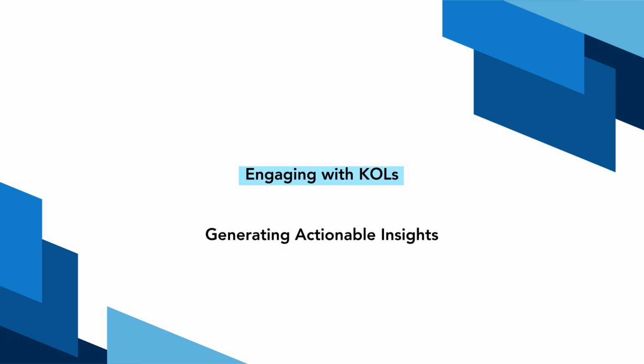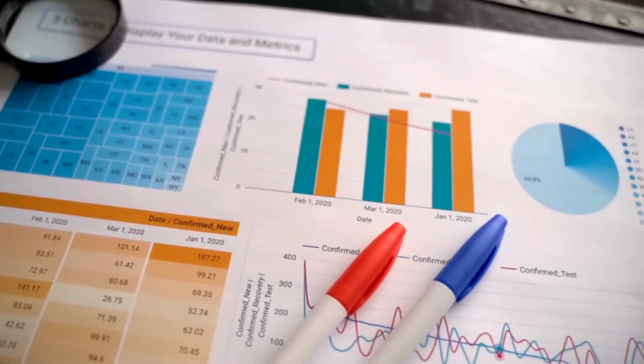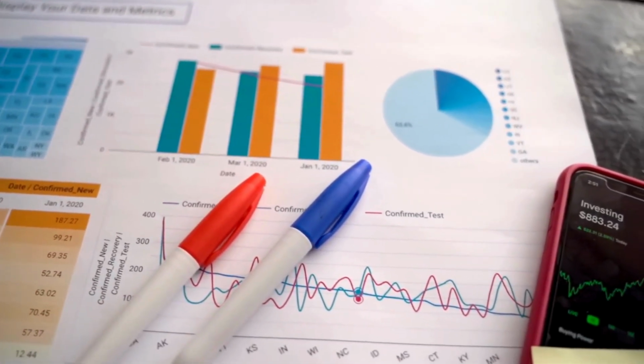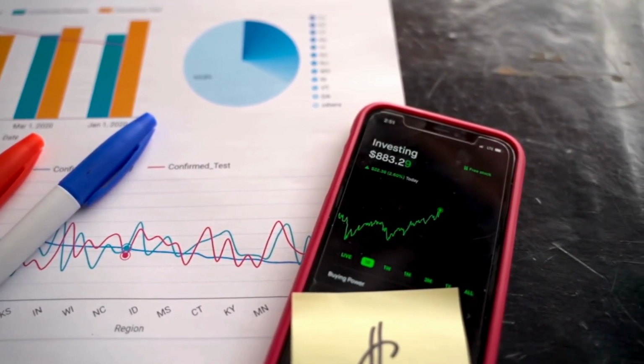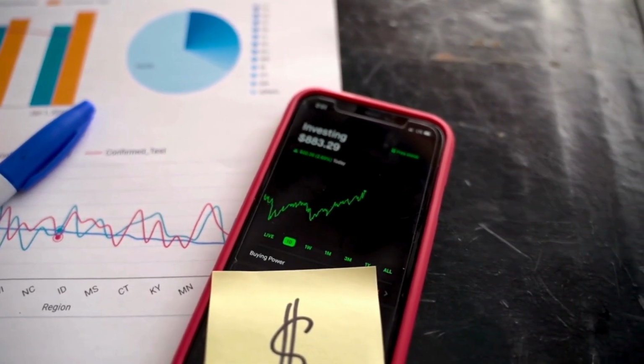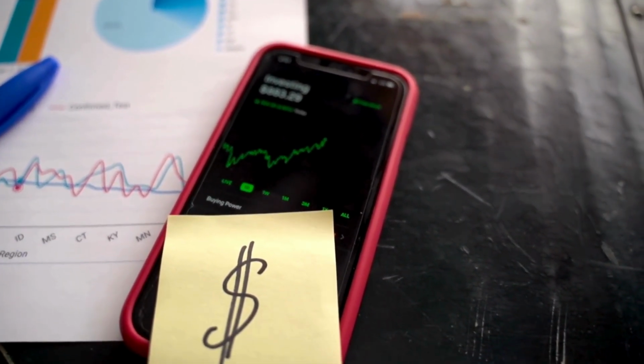Engaging with KOLs is the foundation, but without the ability to generate actionable insights, those engagements lose much of their value. On the flip side, insights can't be generated without effective trust-building engagement with KOLs. MSLs should continuously learn and develop the skills needed for both, honing their interpersonal abilities while sharpening their analytical mindset. This dual mastery is what transforms MSLs from information conduits into key drivers of medical strategy and patient outcomes.